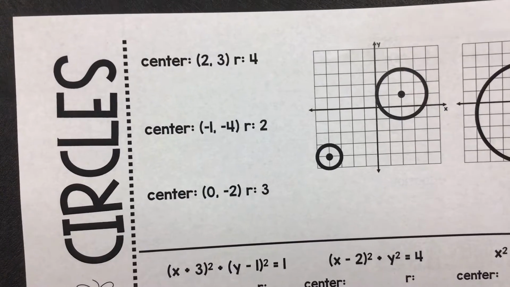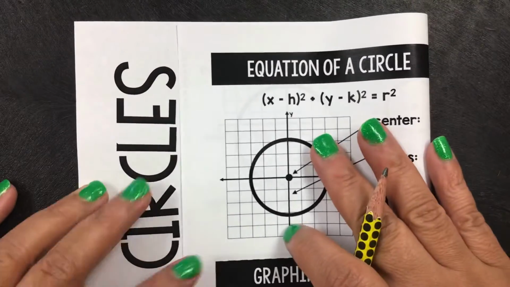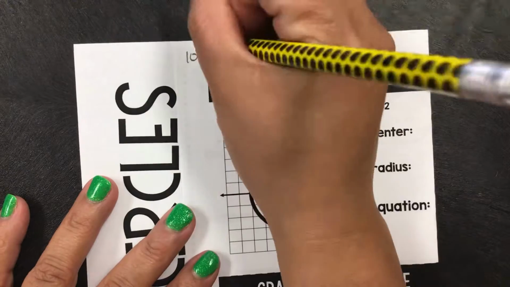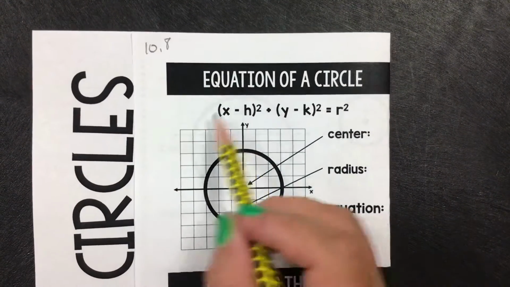This is a video for section 10.8, equations of circles. And this is the last section of chapter 10. Woohoo! Okay, so the equation of a circle is this right here.